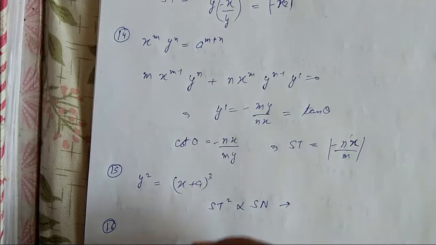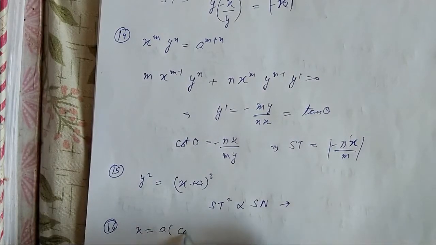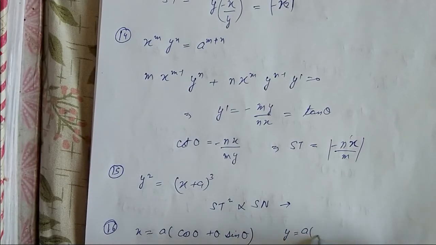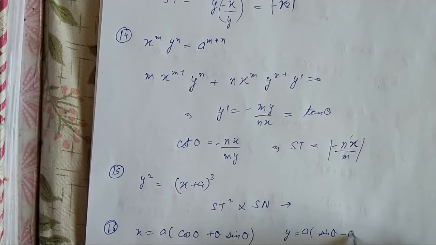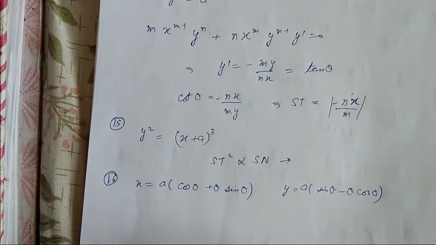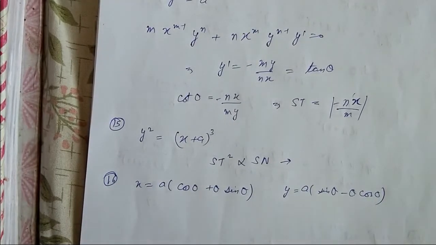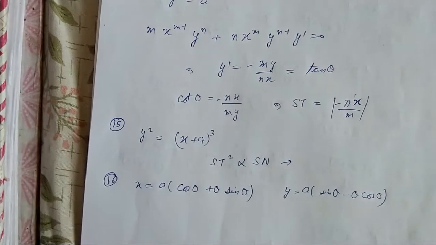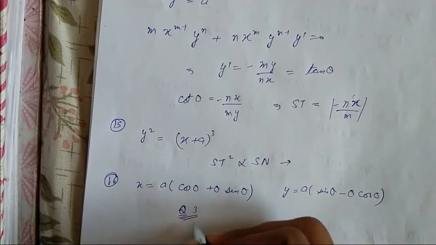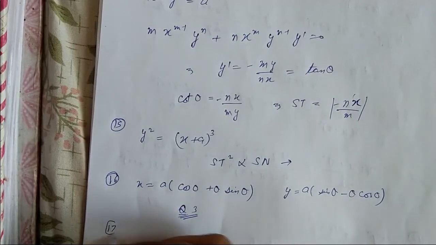The normal to the curve x is equal to a cos theta plus theta sin theta, and y is equal to a sin theta minus theta cos theta. We've already solved part of this question, so I think the question was question number 3 of this exercise. We've already shown that the normal is at a constant distance from origin. Okay, so I'll mark question 3 over here. Okay, moving on to the next question, question number 17.